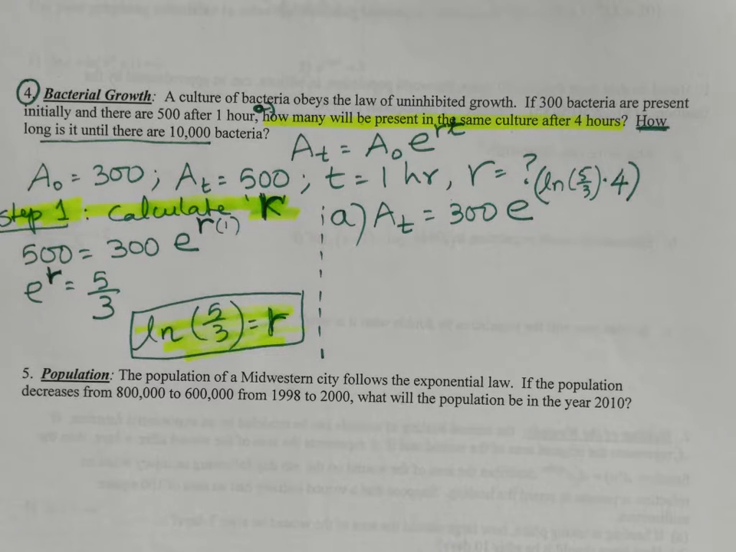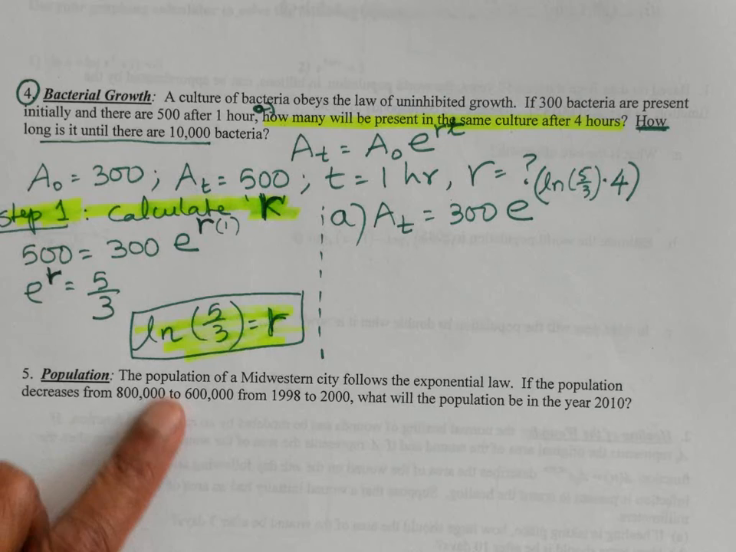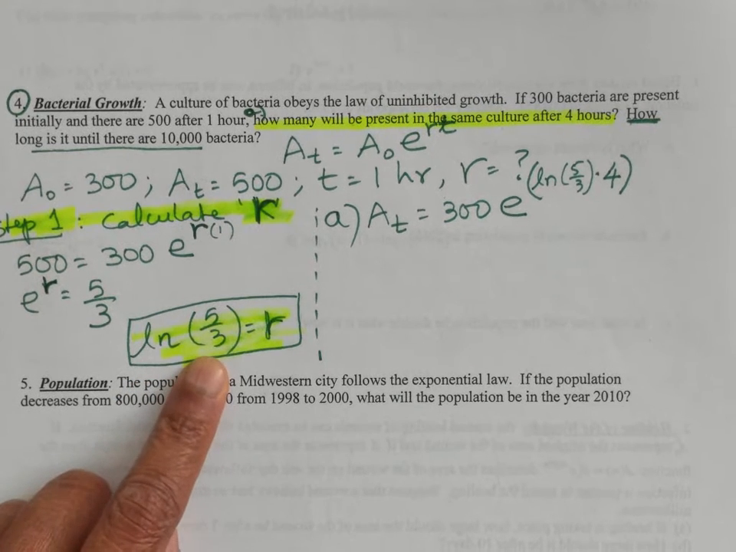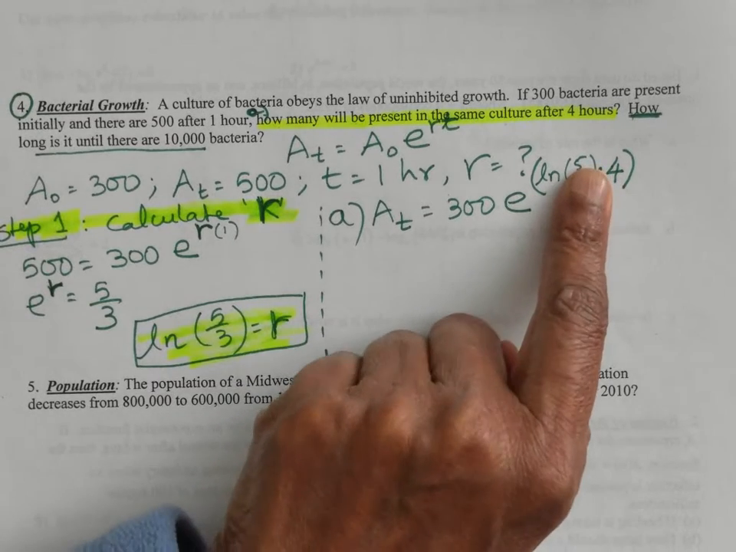Should you be putting ln of 5 over 3 in your calculator and finding the value? Okay, we should talk about this. Because this is a constant, the answer is no, because what will happen is you're going to get an approximate value. So you will be raising e to an approximate value.